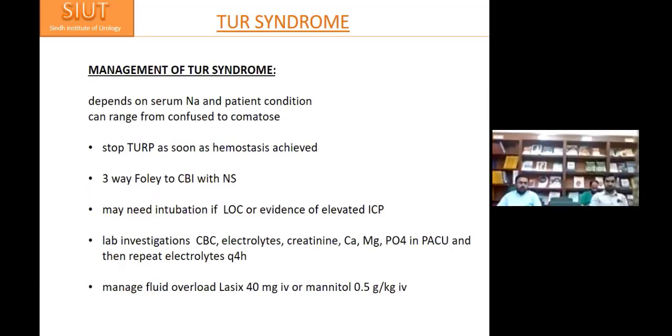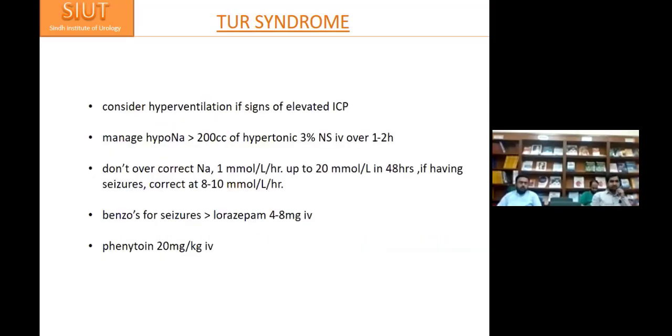Depending on the sodium and patient condition, presentation can range from confused to comatose. Stop TURP as soon as hemostasis is achieved, use a 3-way catheter with continuous bladder irrigation with normal saline, and the patient may need intubation if there is loss of consciousness or evidence of elevated intracranial pressure. Do baseline investigations and manage fluid overload with furosemide 40 milligrams IV or mannitol 0.5 grams per kg. Consider hyperventilation if there are signs of elevated intracranial pressure, manage hyponatremia, don't overcorrect the sodium, and if there are seizures, we can give lorazepam or phenytoin.